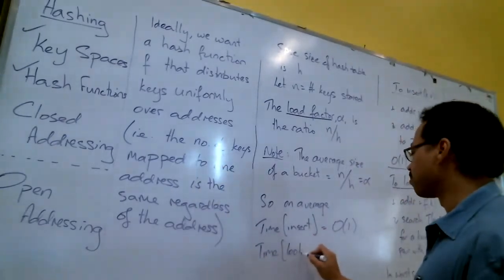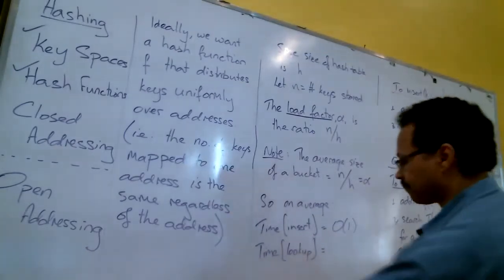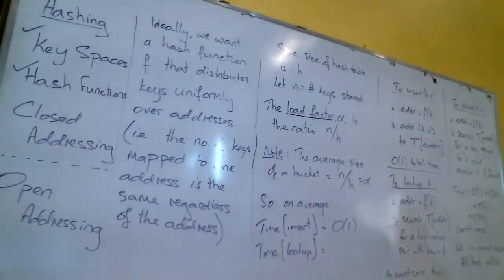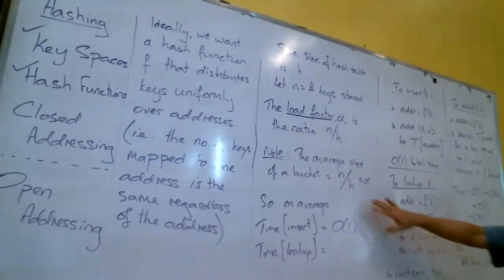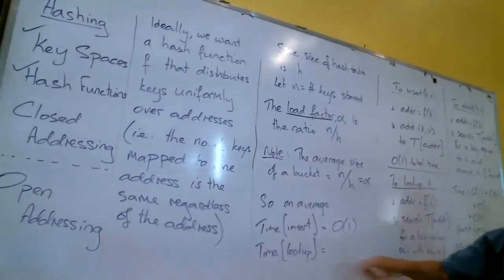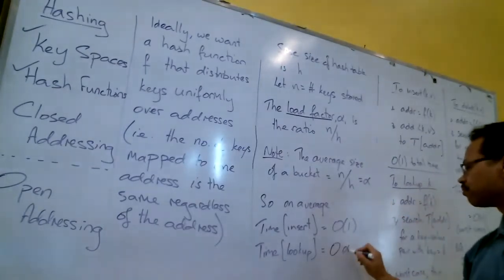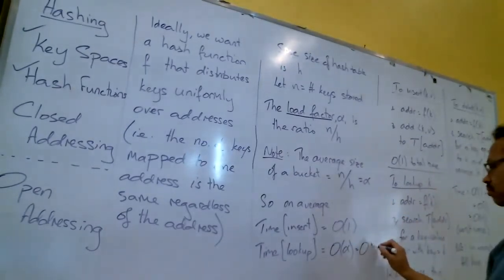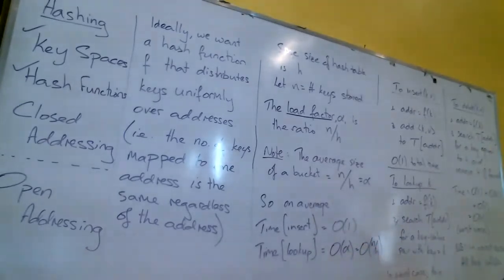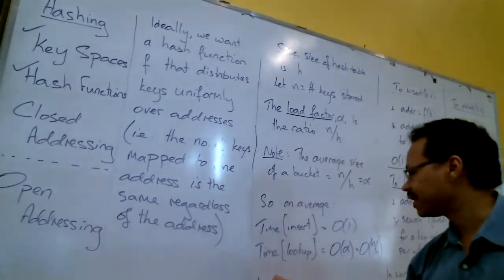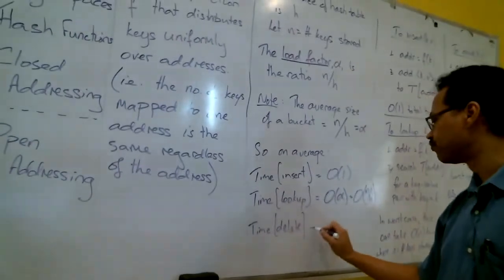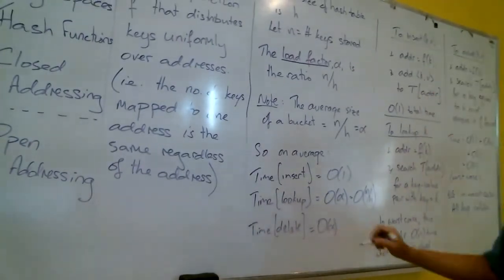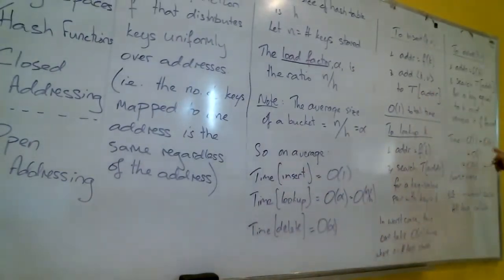So the time for lookup on average is now going to be dependent on the length of this linked list, the bucket. And if on average that bucket length is n over h or alpha, then the time for lookup looks proportional to that load factor. Likewise, the time for delete or remove, again, is also order alpha. Technically speaking, order 1 plus order alpha.